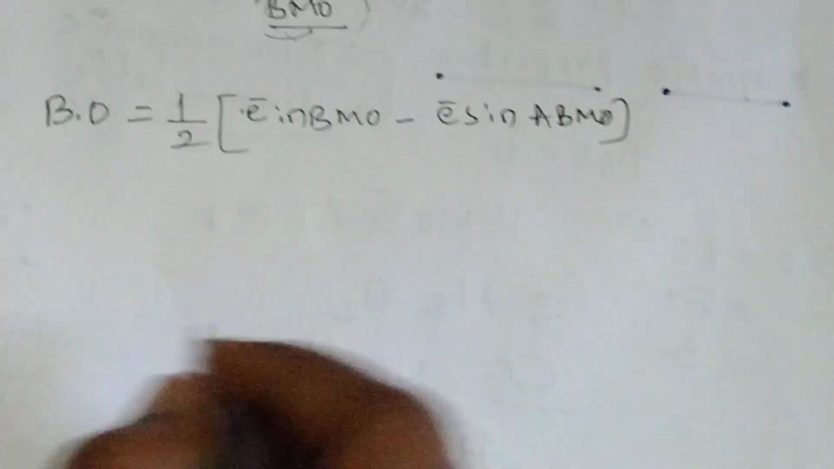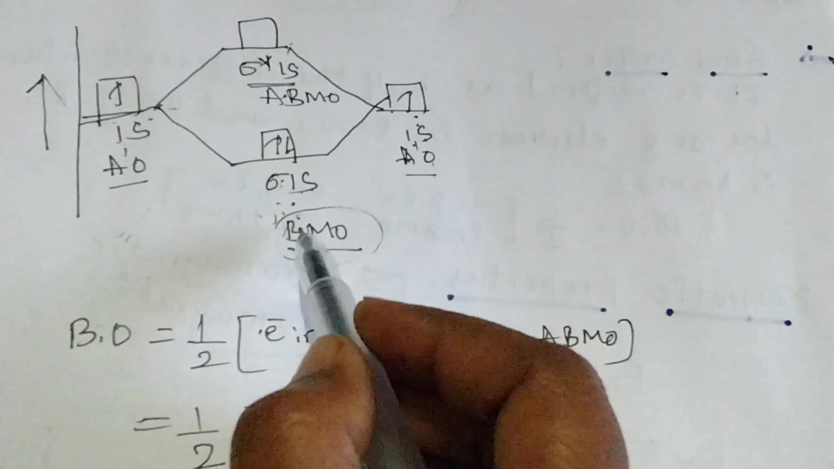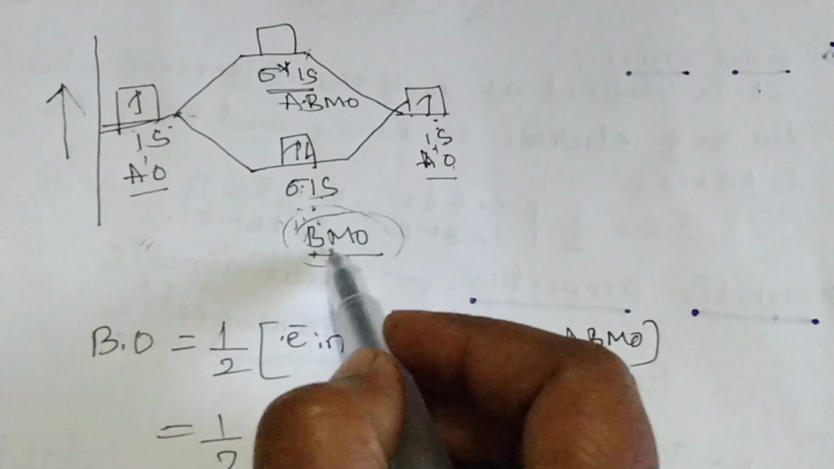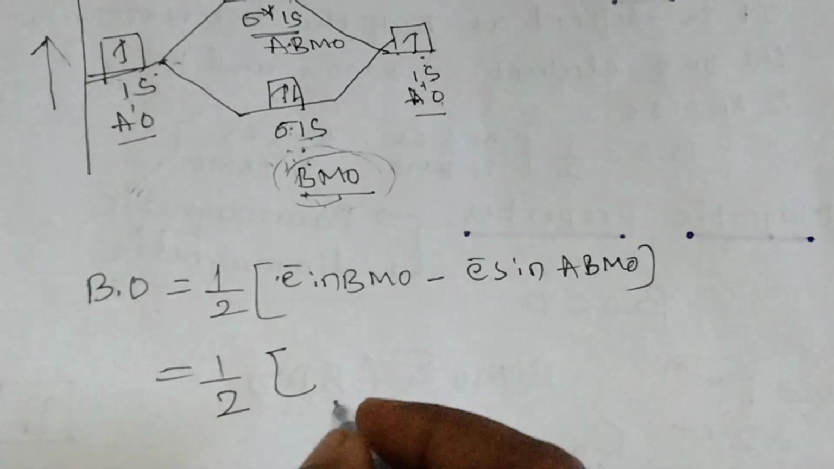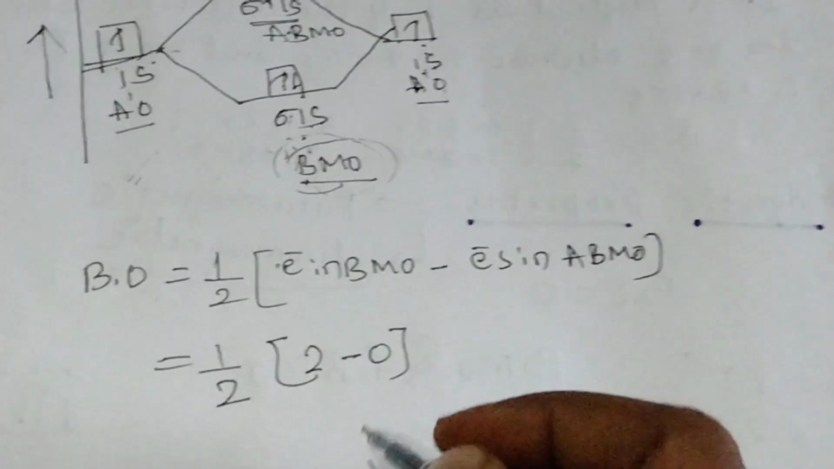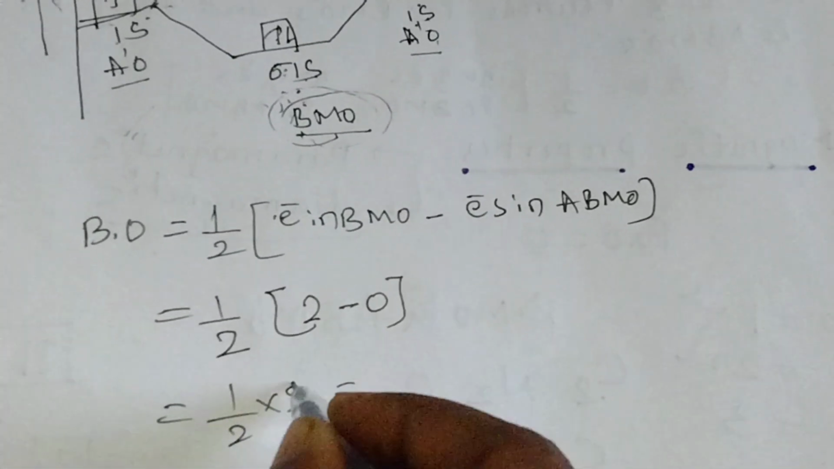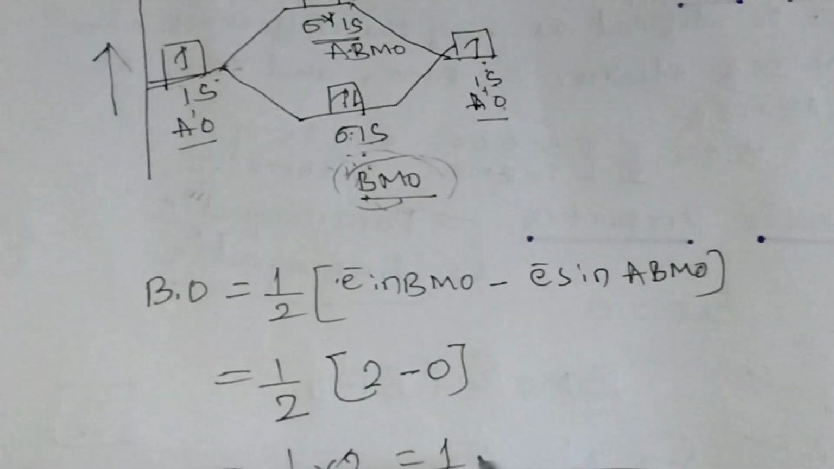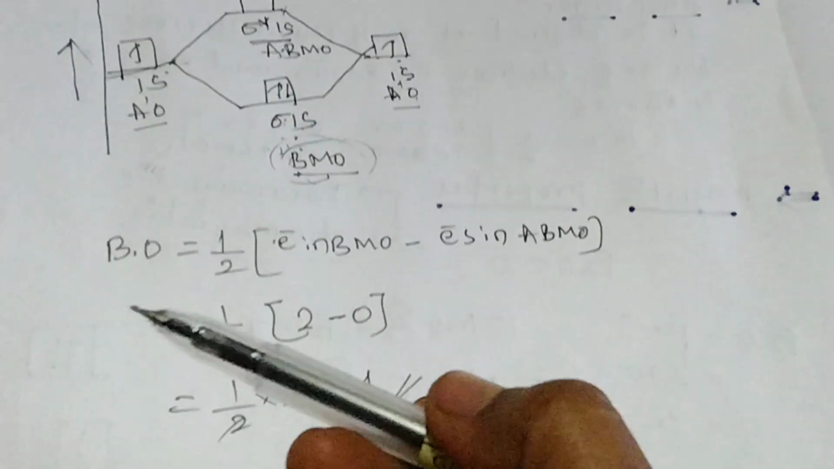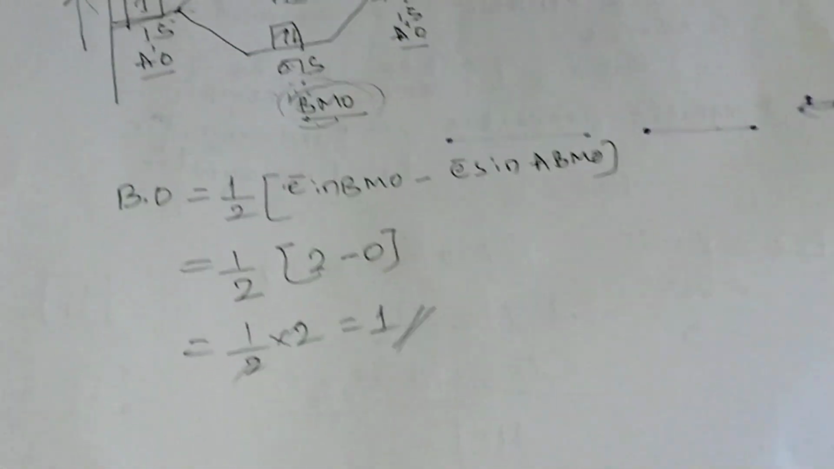See, the number of electrons in the BMO, the bonding molecular orbital, is two electrons here, right? There is no electron in the antibonding, you can consider it as 0. So what do you get? 1. So the bond order 1 means here the two hydrogen atoms are bonded by a single covalent bond and the molecule will exist.